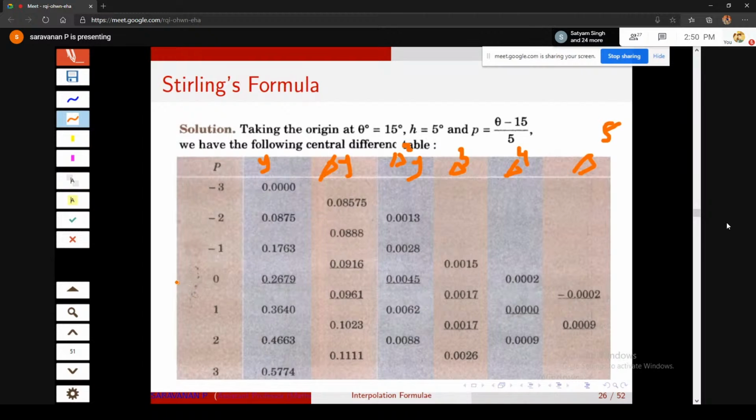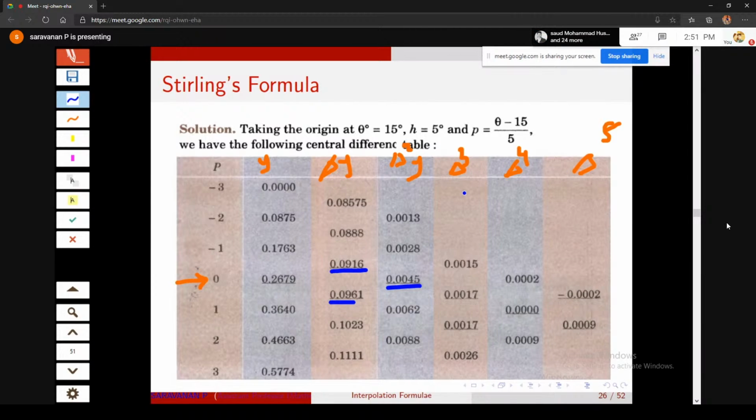This I have taken as x0, so exactly at the center. What is your y0? y0 is 0.2679. In the center line, only even values you will get. Can you tell me, odd powers above and below the horizontal line, what you will get? Even powers lie exactly on the horizontal line. Odd powers you will get above and below. Even power you will get only this, 0.0045, exactly at the center.